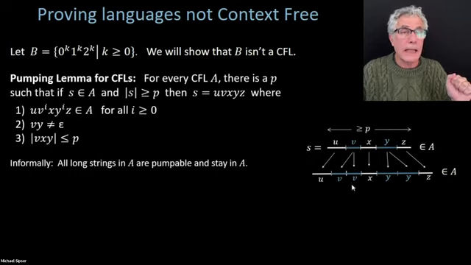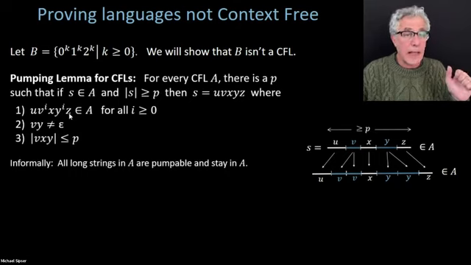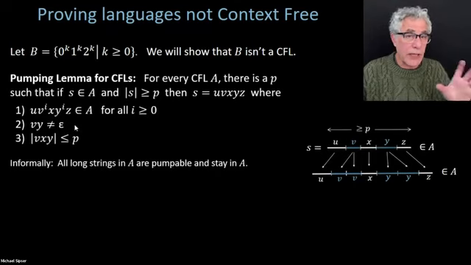If you repeat the V and you repeat the Y, you get U, V, V, X, Y, Y, Z. Or if you look at it over here, it would be U, V squared, X, Y squared, Z. And that's going to still be in the language. So that's one condition. We'll have to look at all of these conditions when we do the proof, but we just want to understand what the statement is right now.